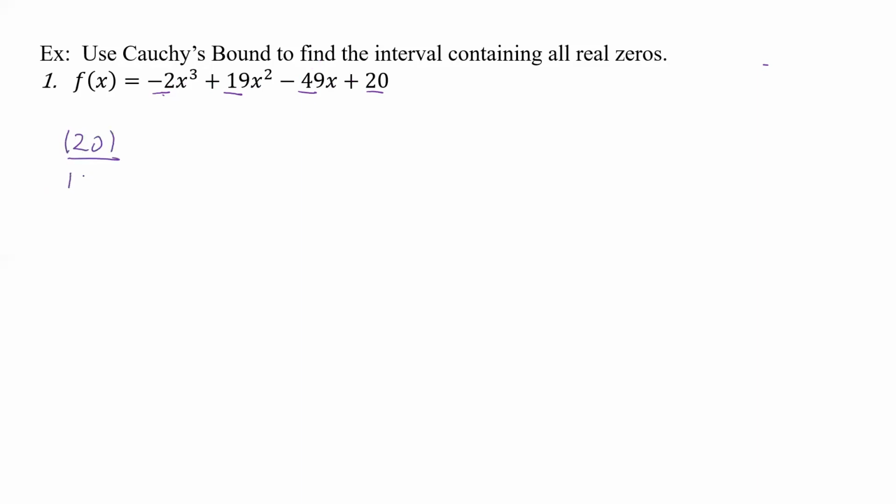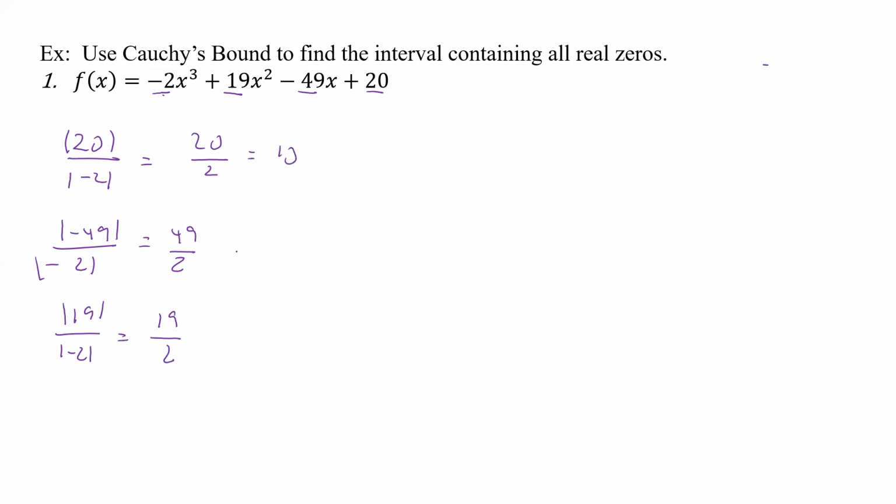So 20 over the absolute value of negative 2, that's going to be equal to 20 over 2. And then we're going to have the absolute value of negative 49 over the absolute value of negative 2. So that's going to be 49 over 2. And we're going to take the absolute value of 19 over the absolute value of negative 2. So that's 19 over 2. Well, this is 10. This is 24.5. And that's going to be 9.5.